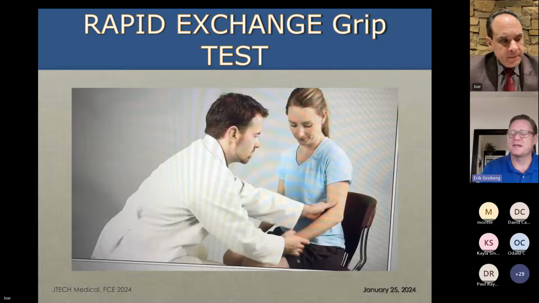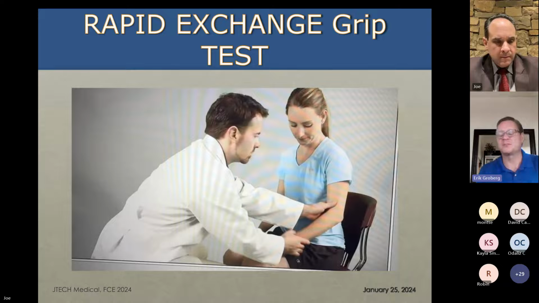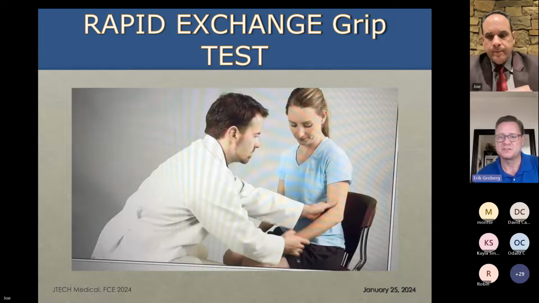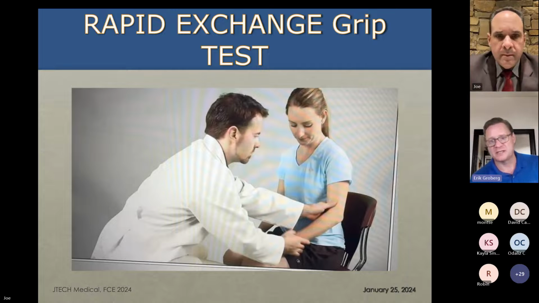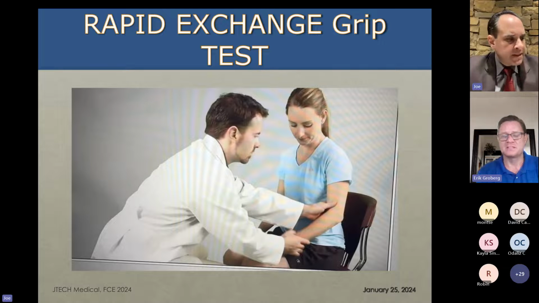Yeah, Joe, I was just going to say, I don't know honestly how people do the rapid exchange grip test with just a manual dynamometer, because the whole premise of the rapid exchange grip test is that it's a follow-up test to usually the max grip test that you have. And the idea is whatever rung position on the 5-position grip had the highest values.